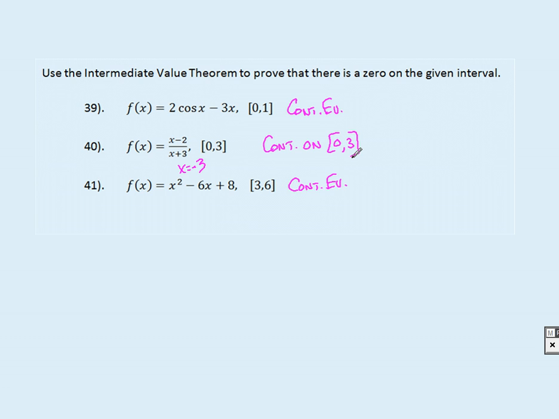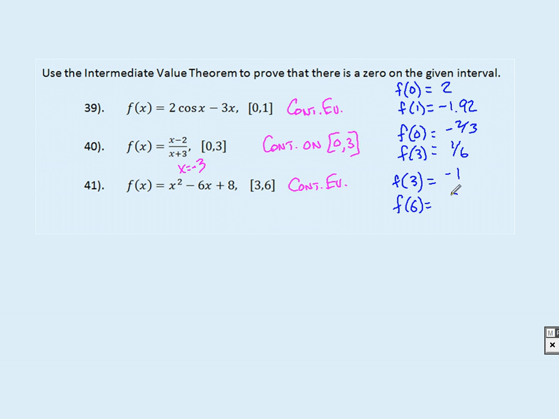So it's not continuous everywhere, but it is continuous on the interval that we want. So now, all you need to do from there is find the function value at each endpoint. F of 0 and f of 1 for this one, f of 0 and f of 3 for number 40, and then f of 3 and f of 6 for number 41. And all you need to do is just plug that into your calculator. You should get 2, -1.92, -2/3, 1/6, -1, and 8.